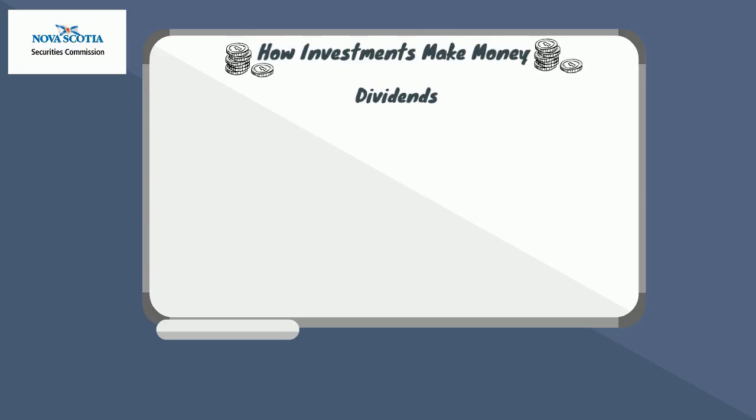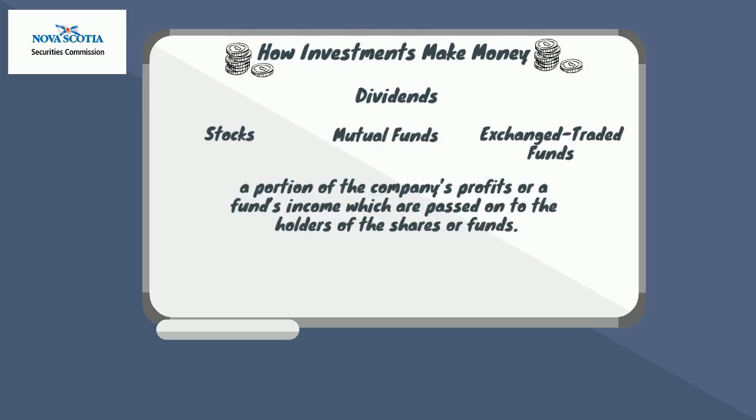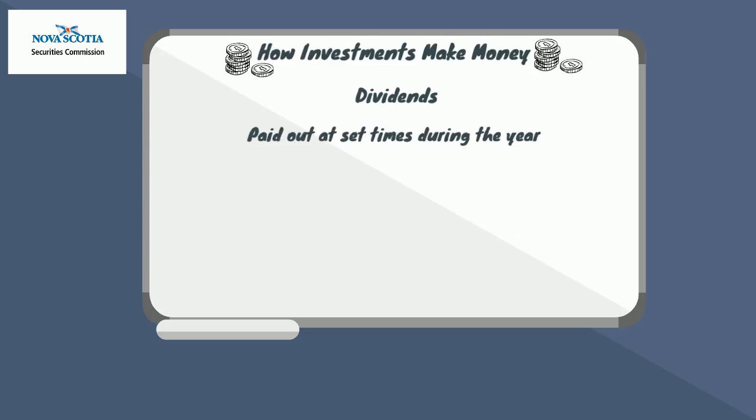Dividends are paid to investors who buy stocks, mutual funds, or exchange-traded funds. Dividends are a portion of the company's profits or fund's income which are passed on to the holders of the shares or funds. They are paid out at set times in the year, typically quarterly or monthly, depending on the schedule of the company or fund.